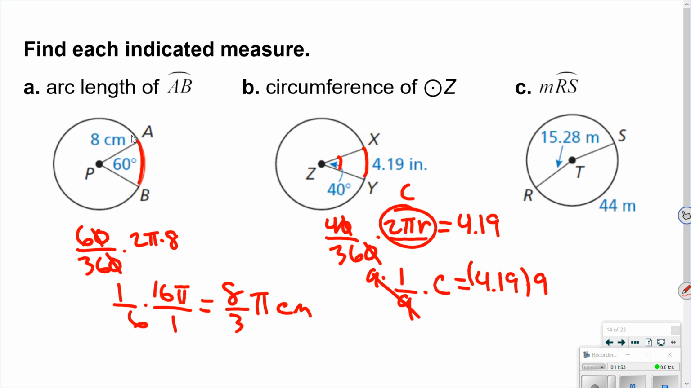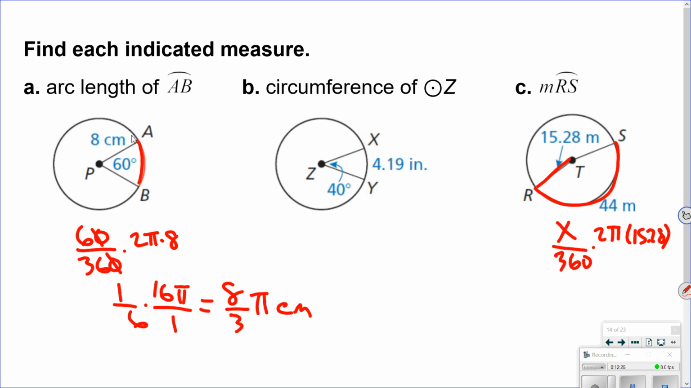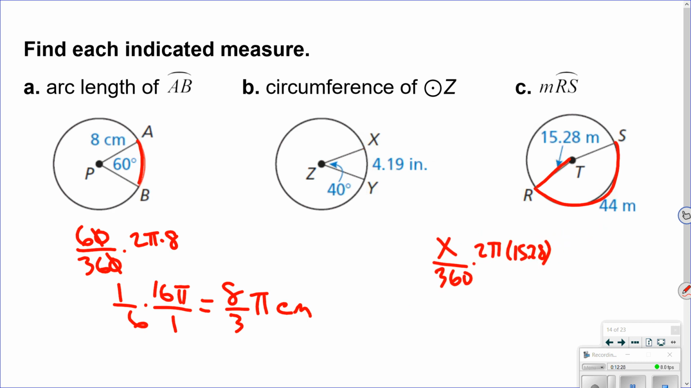Okay, let's look at this one right here. This one tells me the radius is equal to that, and it tells me the arc length, 44. And now it wants the measure, which is in degrees. So just plug in our formula. I have x over 360, where x is the measure of the arc, times 2 pi r. So that'd be 2 pi times 15.28. I'm going to make myself some more room here real quick. And that has to equal the length of the arc, which is 44.